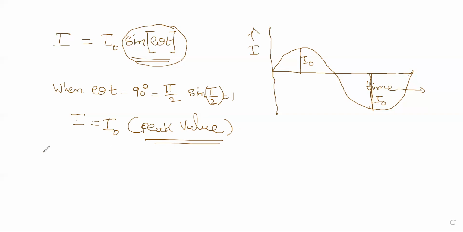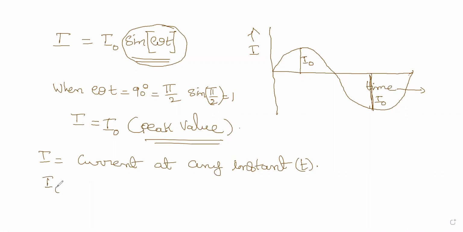Now what is I? We define current at any instant t, and I naught is the maximum peak value of AC, alternating current. Okay, maximum peak value of AC.